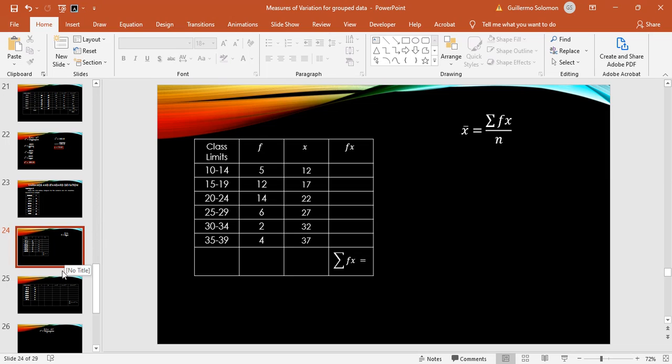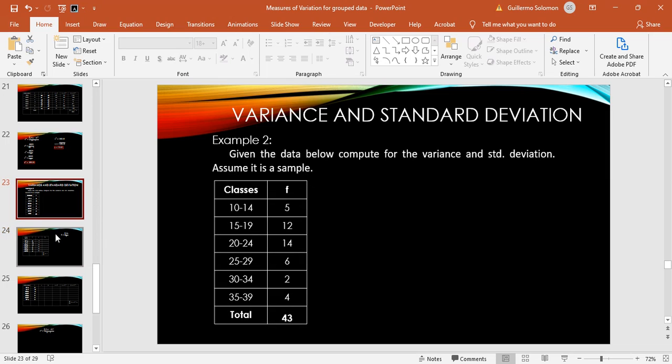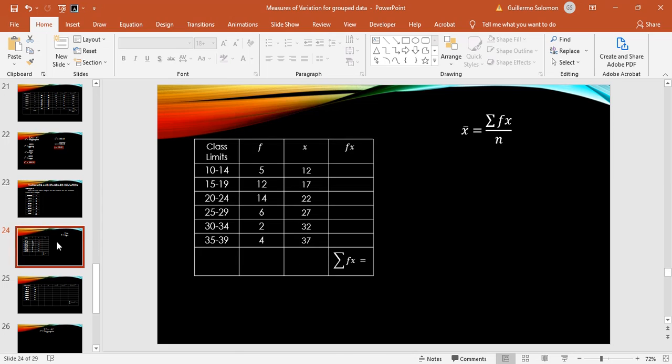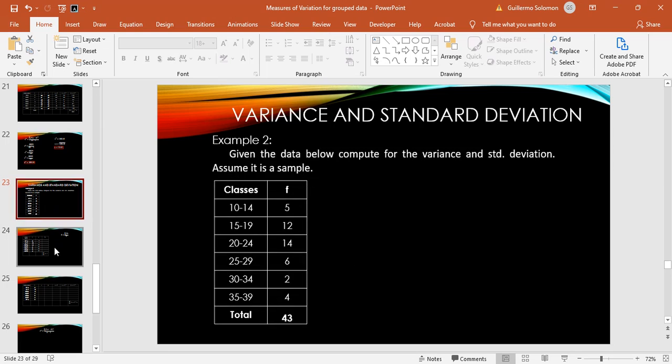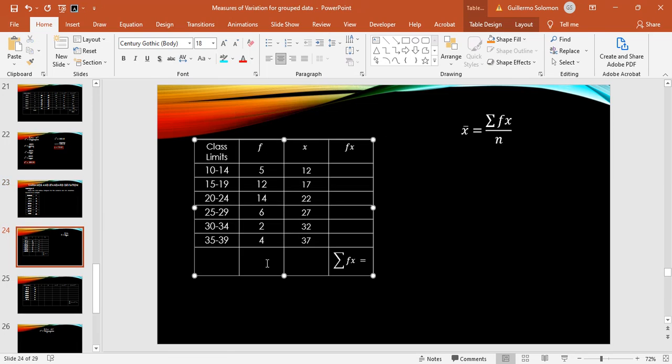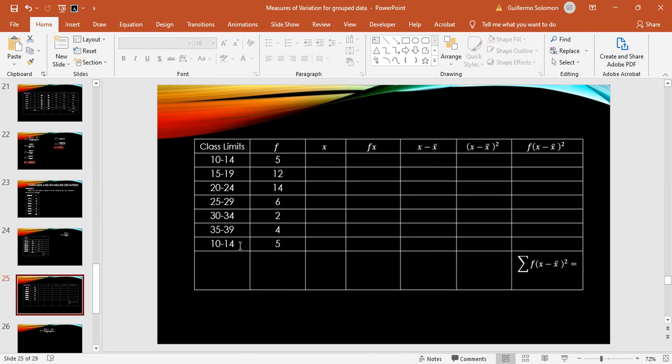Sabi, 10 to 40 hanggang 35 to 39. Tama. 5, 12, 14, 6, 2, 4. Okay, tama. 43 din. Okay, compute na natin yung number of sample dito, if tama nga. So, 5 plus 12 plus 14 plus 6 plus 2 plus 4, it's 43. Tama, 43.